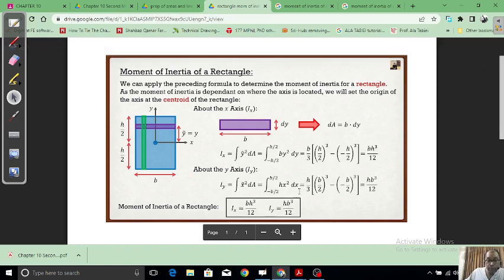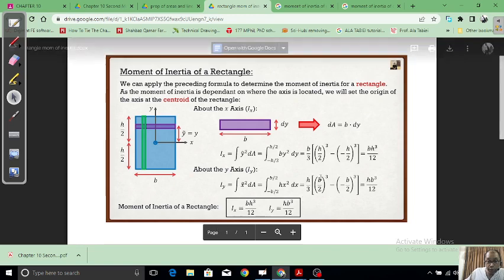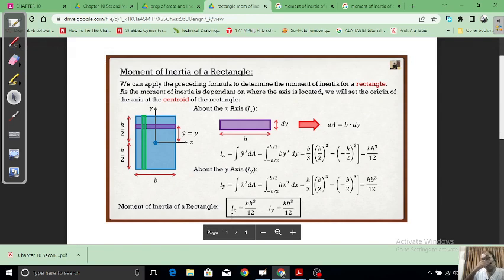This is a very important conclusion for rectangles. You must remember it. In the previous problem, when we were doing the parallel axis theorem, we used h b cube over 12 for Iy, this formula for the rectangle. So you must remember this very important conclusion.